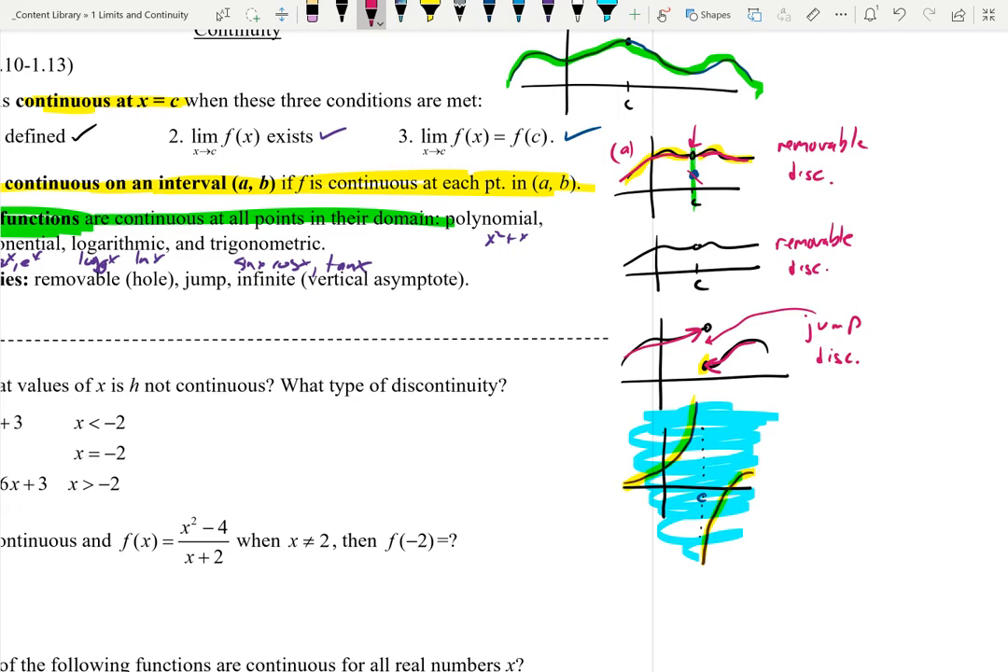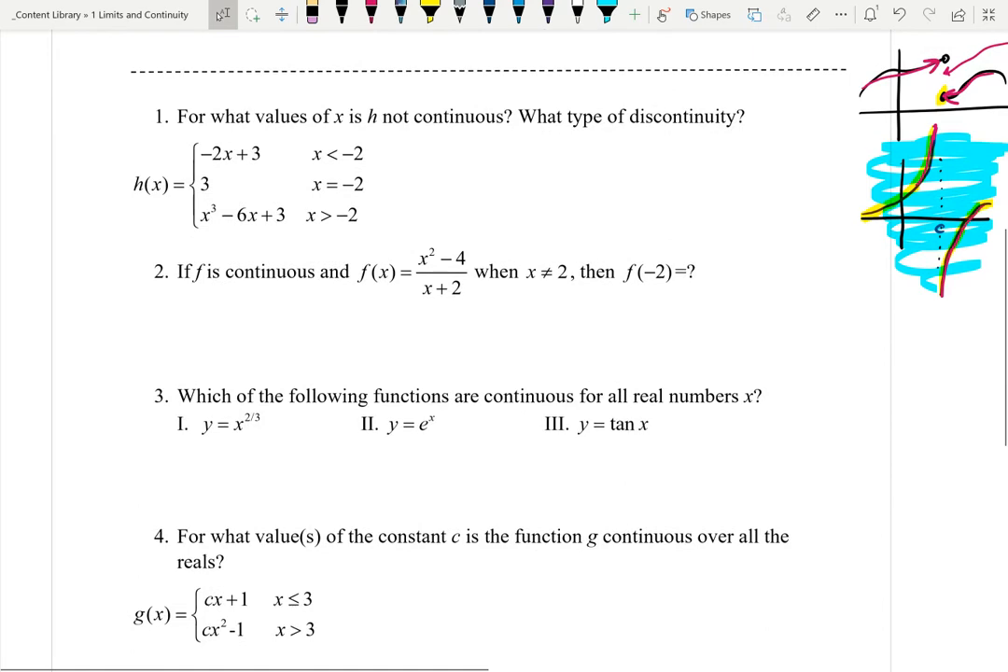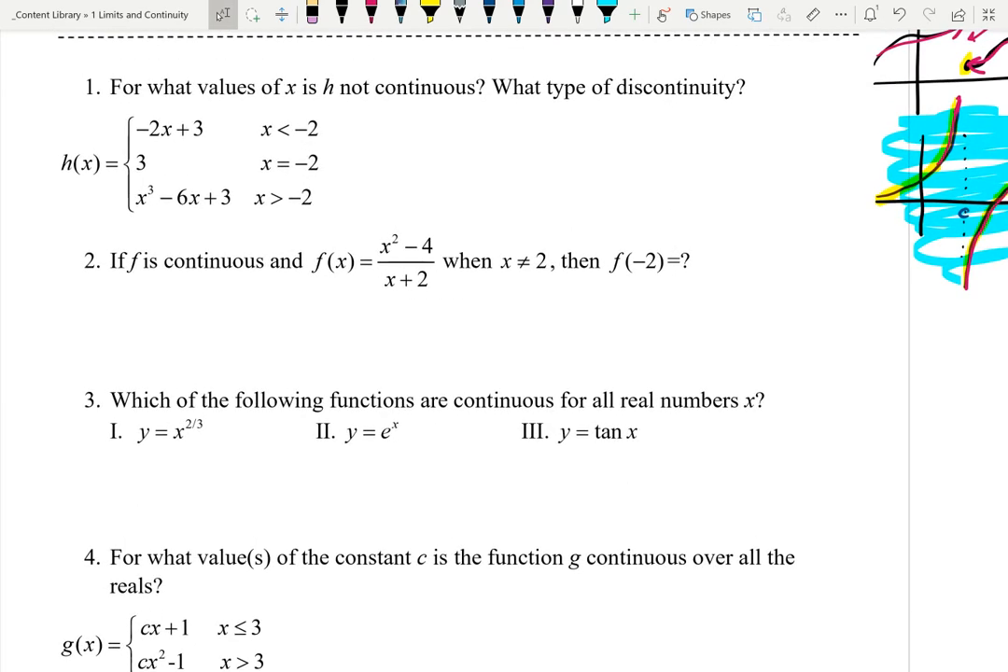And then when we have a vertical asymptote where one side is going up to infinity and the other side's either going up or down to infinity as well, anytime you have a vertical asymptote, we call that an infinite discontinuity. So these are the three main types of discontinuities that you need to know about: removable, jump, and infinite. All right, so now I can go on to my example. For what values of x is h not continuous?